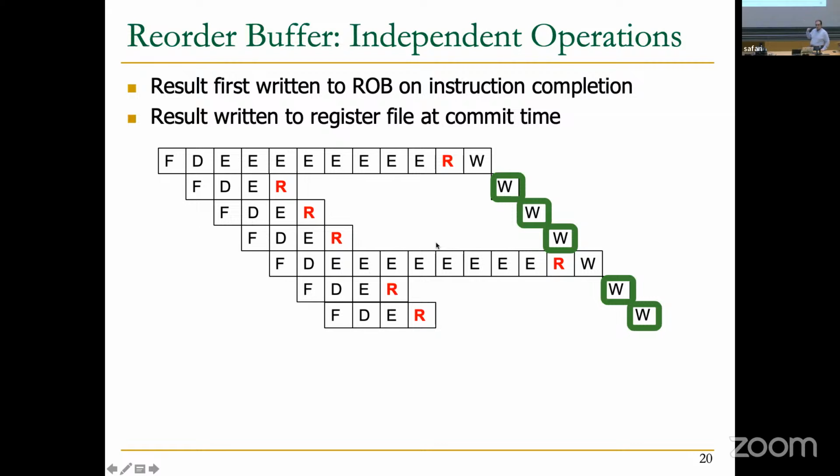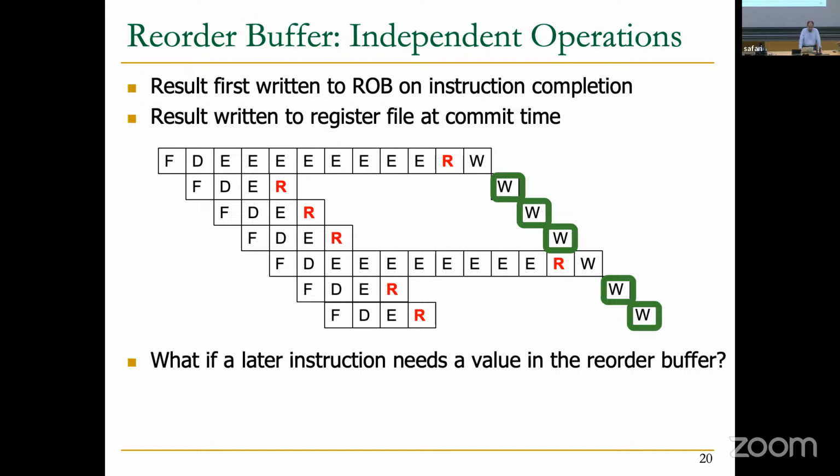The division instruction was the oldest one, so we need to wait until this one writes back. After that, we can write back the other instructions. So now we obey the von Neumann model, or rather, not only the von Neumann model, the sequential order of the instructions in the program. And we have precise exception handling.